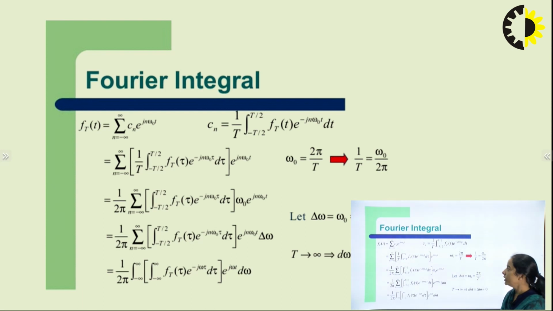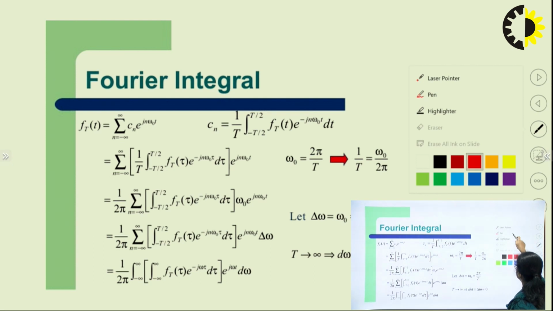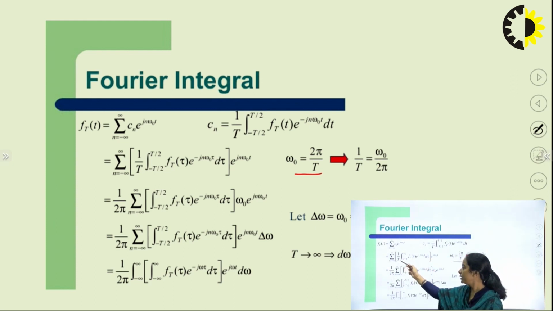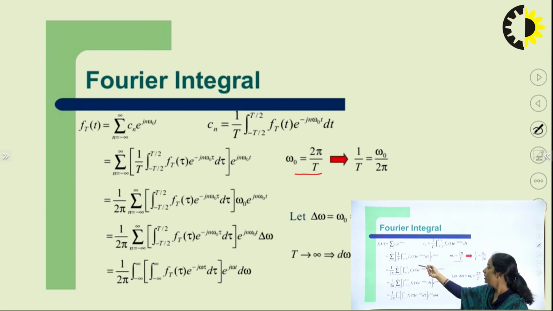Here Cn, that is the Fourier coefficient, is Cn equal to 1 by T integration f(t) e to the power minus j n omega naught t dt over minus T by 2 to T by 2. T is the capital T, here it is the time period. Omega naught is the fundamental frequency, and we can write this as omega naught is 2 pi by T. If we put this value into this expression, then f(t) we can write as 1 by T integration minus T by 2 to T by 2 f(tau) e to the power minus j n omega naught tau d tau e to the power j n omega naught t.